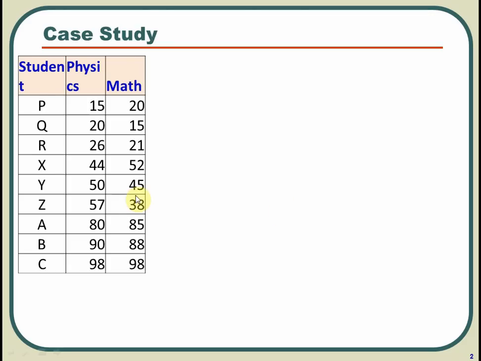First things first, let's say in a particular institute you have 9 students: P, Q, R, X, Y, Z, A, B, C. This is their score in physics and in math. So Q has got 20 in physics and 15 in math. By just a look, if you see A, B, C, it looks like they are the high scoring guys in both physics and math. X, Y, Z look like the guys who have scored somewhere close to 15 in physics and somewhere close to 45. Now this is artificial data which has been created so that you can grasp the concepts very well.